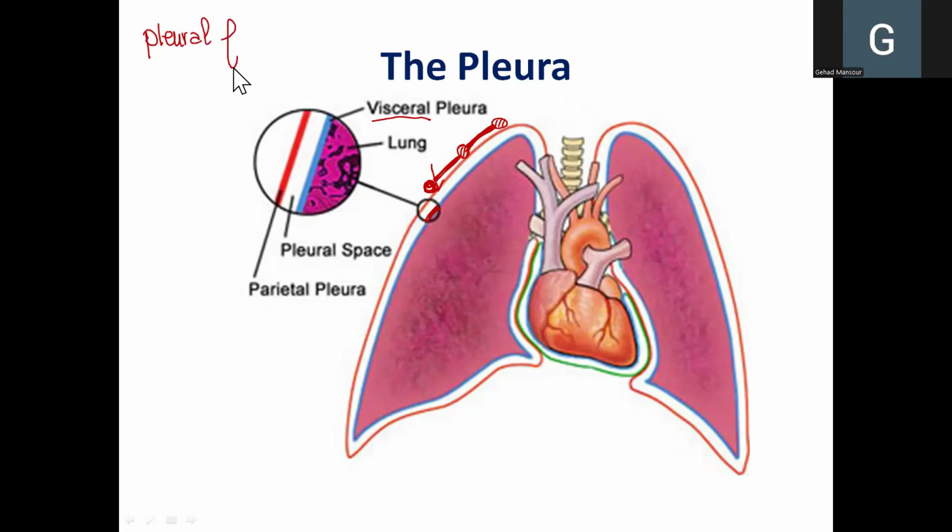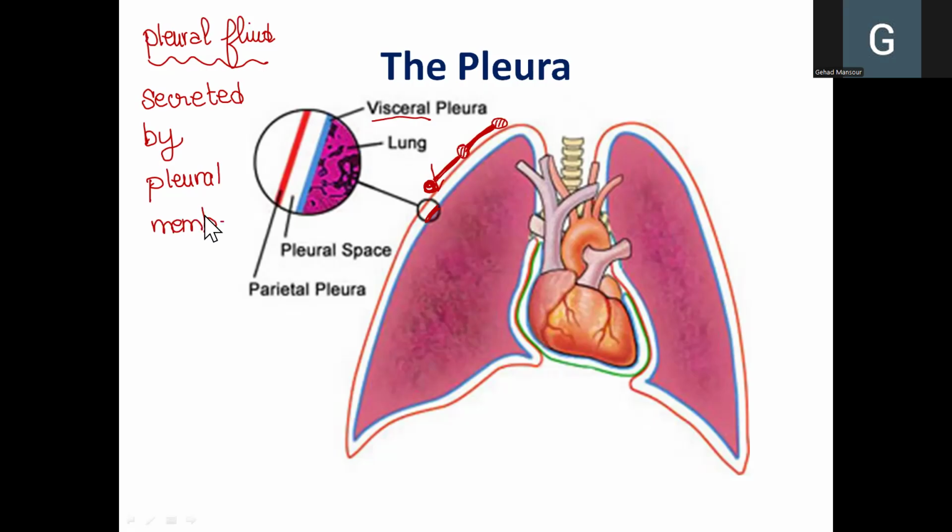Where does this pleural fluid come from? It is secreted by the cells of the pleura. So the cells of the pleura, or the cells that form the membrane of the pleura, are secretory cells. So this pleural fluid is secreted by the pleural membrane itself.